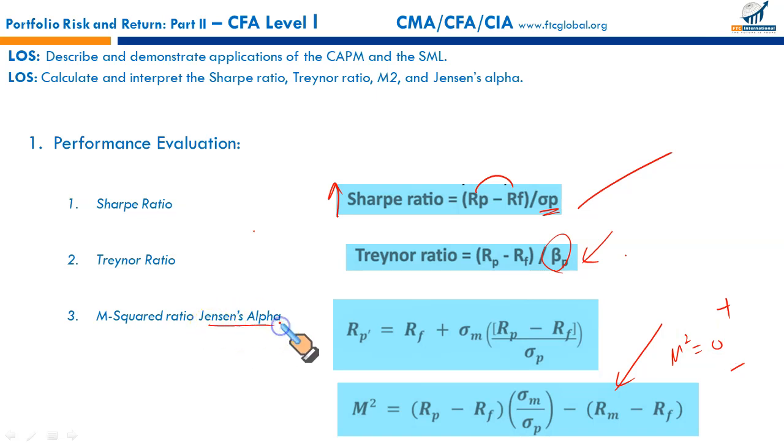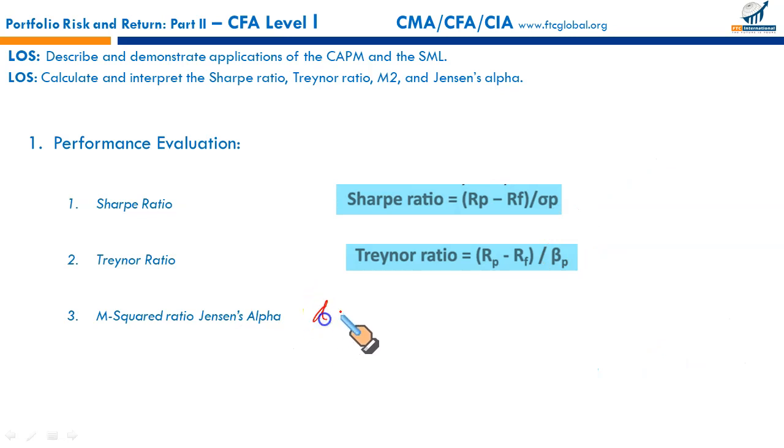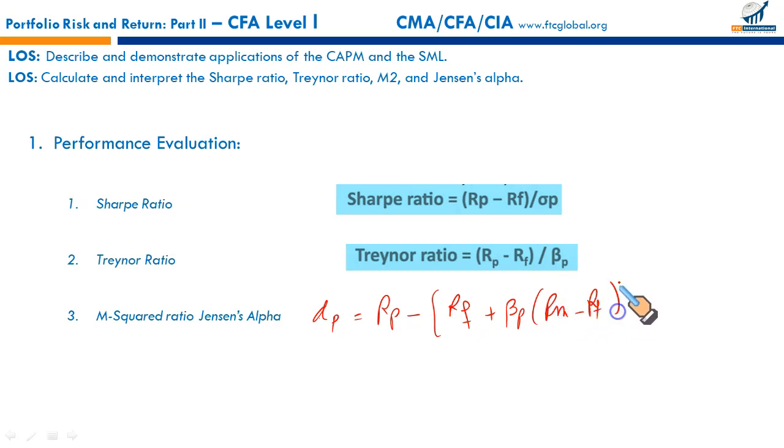Then we have the last one, Jensen's alpha. Jensen's alpha is given by this formula: alpha P is equal to RP minus [RF plus beta of the portfolio times (RM minus RF)]. Now, if the result of this formula is positive, the portfolio has outperformed the market, whereas if the result is negative, that would indicate underperformance. Alpha can be used to rank the portfolios, or we can use alpha to set the maximum an investor should pay for the active management of that portfolio.